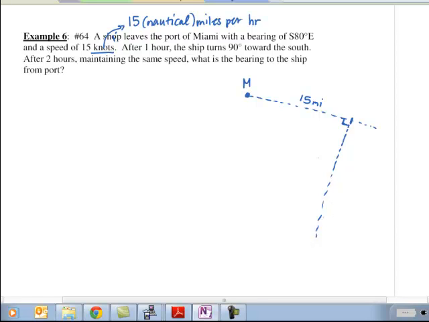We're doing 2 hours at that same speed in this direction. That means this side is going to be 30 miles. And we want to know what's the bearing to the ship from port. So here's where the ship lands.